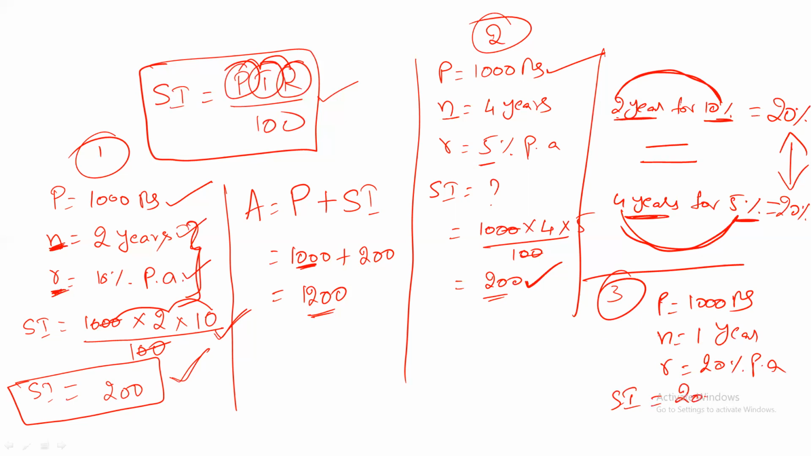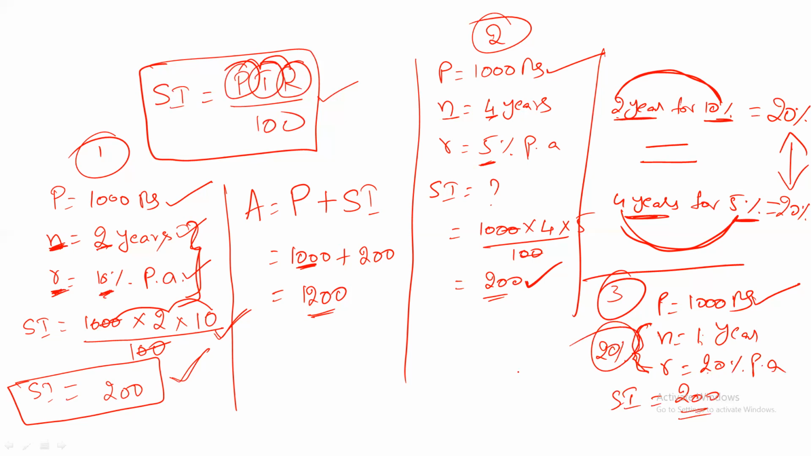Again, I will say that simple interest is 200 only, because simple interest will not change. If you observe, the principal amount is the same in all three cases, and n into r, if you multiply n into r, again I'm getting 1 into 20, 20%. Even in the first case, 2 into 10, 20%. Second case, 4 into 5, again it will be 20%. And third case, 1 into 20, again it will be 20%.